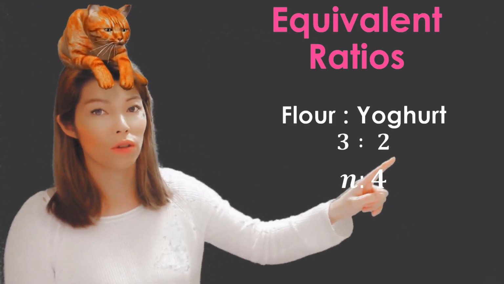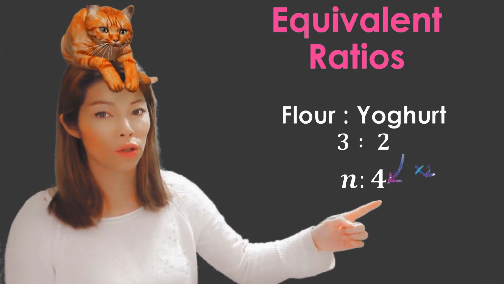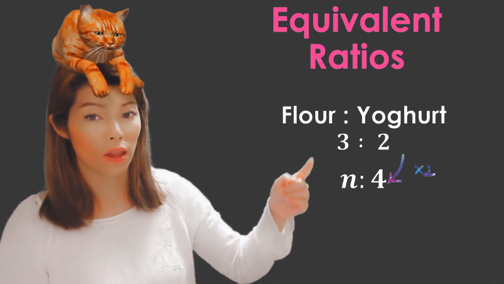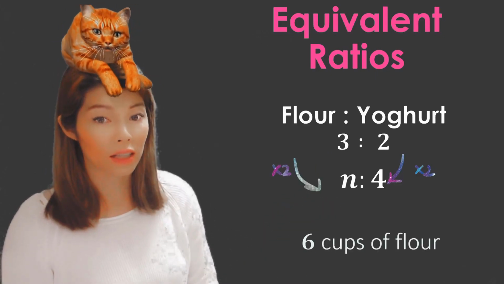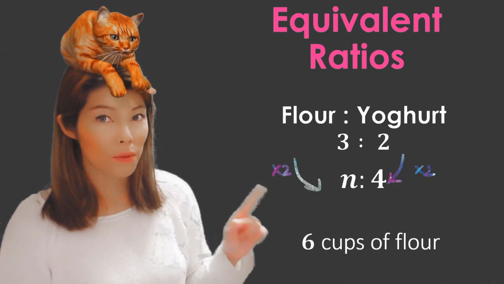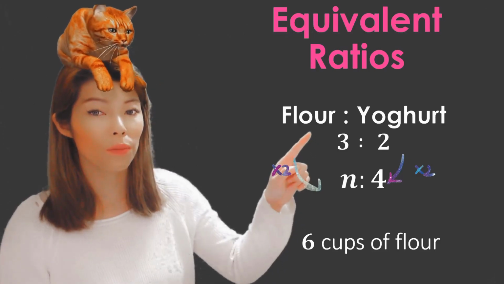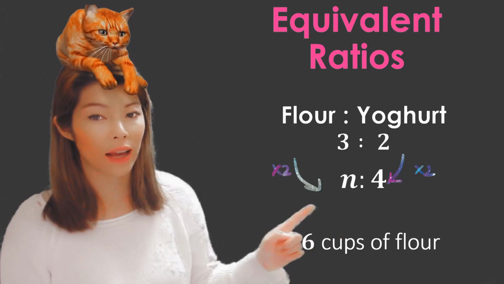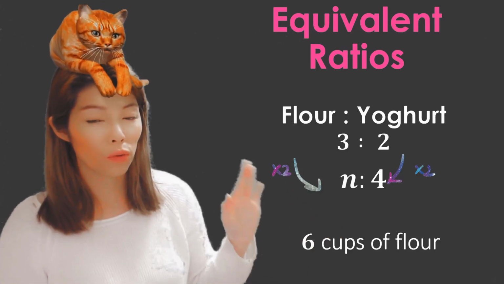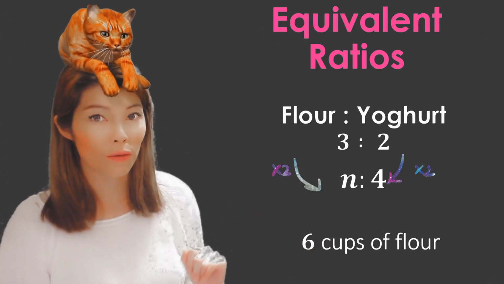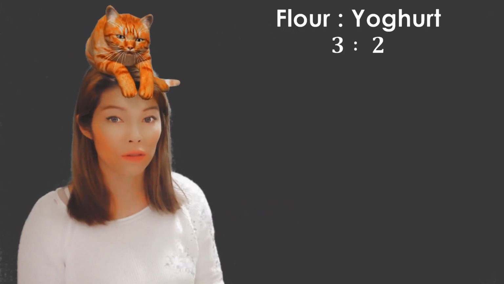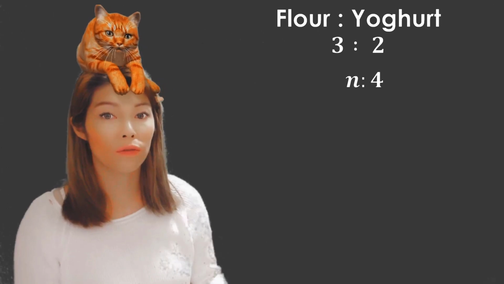From 2 cups of yogurt, all I did was times it by 2 to get 4. So I would expect that for this recipe, I would need 3 times 2, or in other words, 6 cups of flour. Now, so remember the answer. How do we go from 3 to 2 to n to 4 and figuring out that n is 6? In this example, we just multiply by 2, but how does that work? So here we have 3 cups of flour to 2 cups of yogurt, and we said we wanted 4 cups of yogurt.